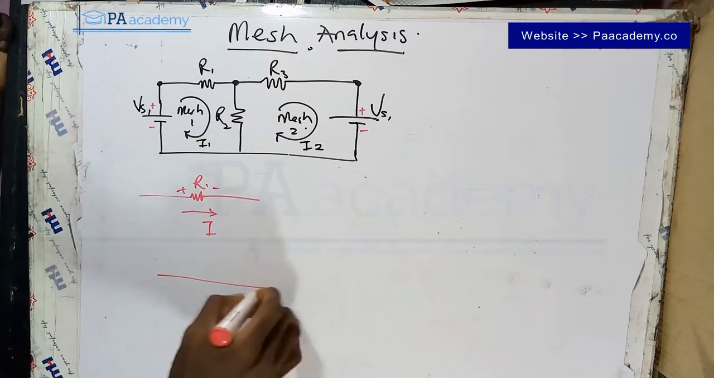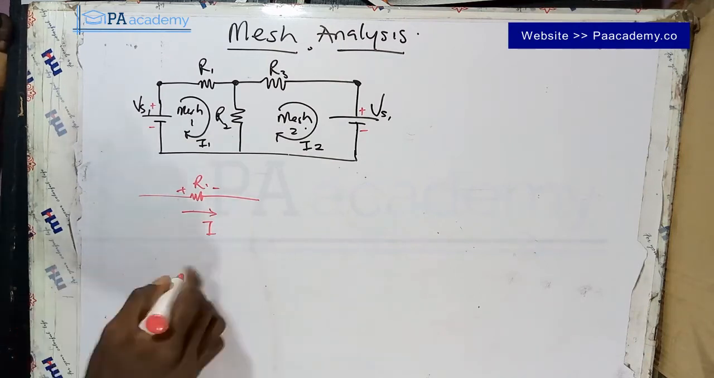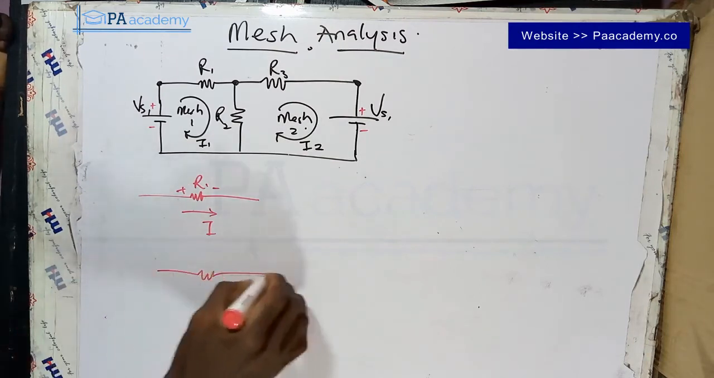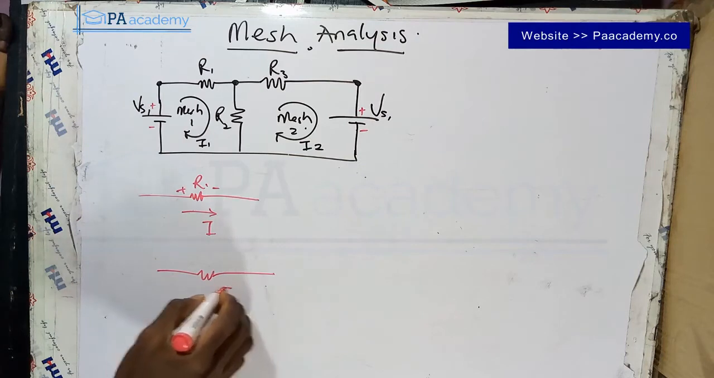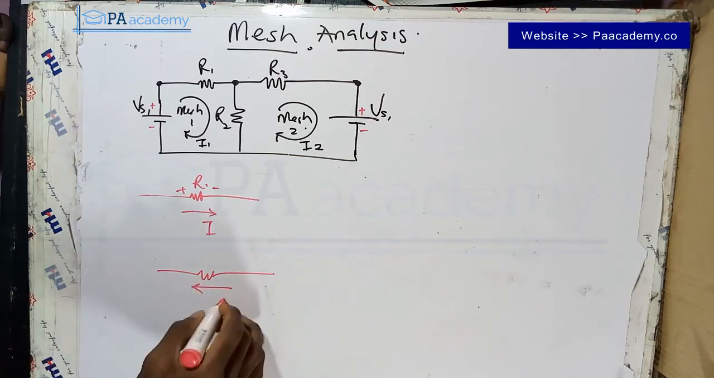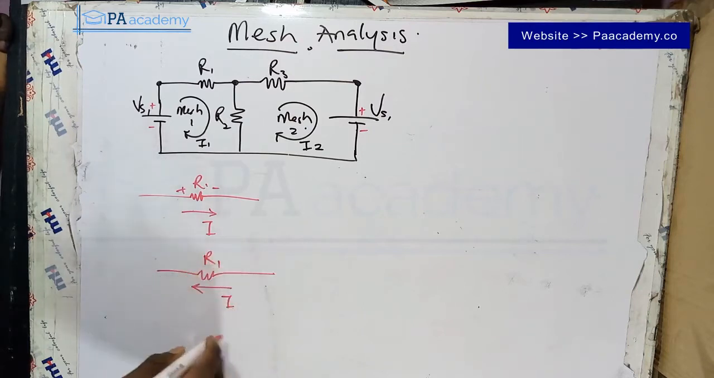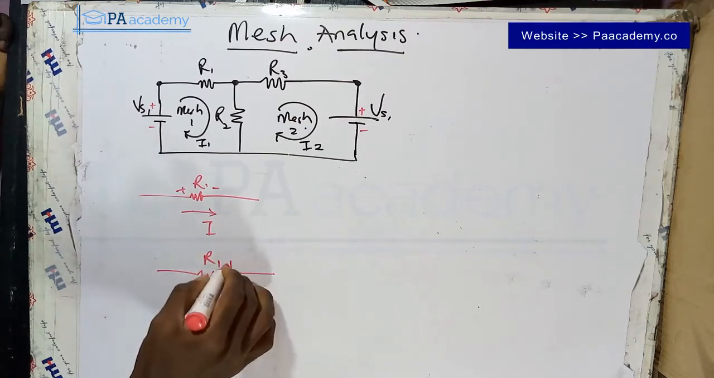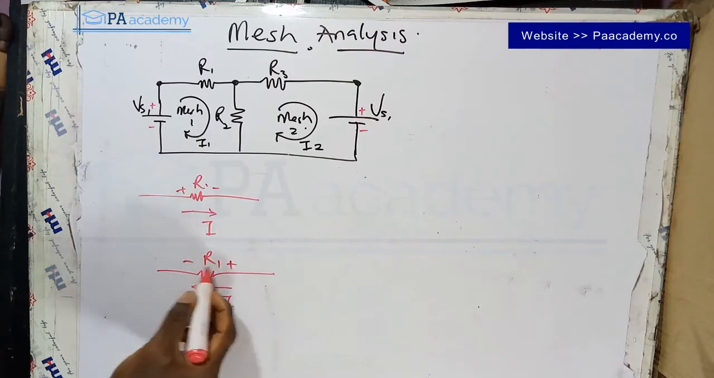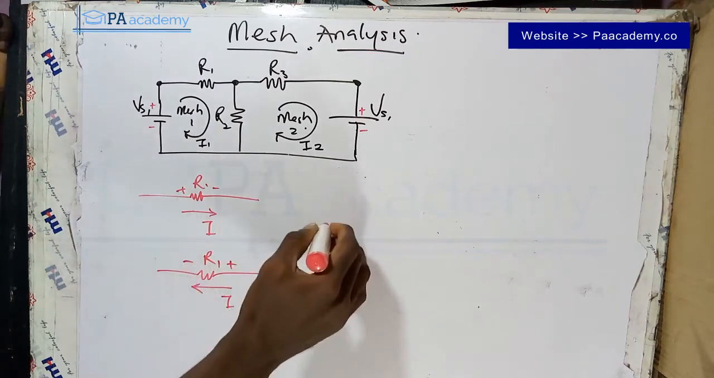But if you're having an element like this, and then the direction of the current is in this direction, and this is our current direction, and this is the element, let's call it our R1. So that means our polarity is going to be what? Plus, minus. So this is going to be plus, minus. Same thing applies if it is vertical.